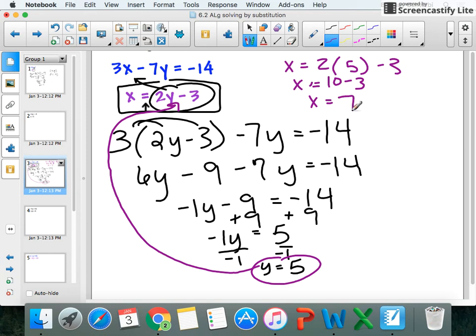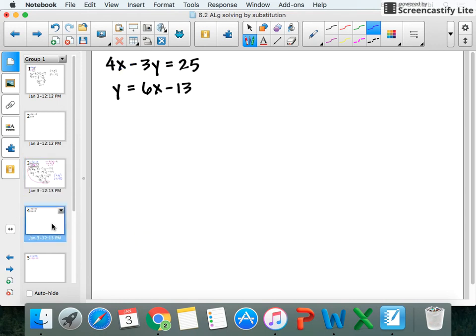And then lastly, our final answer is going to be written as an ordered pair. So x is 7 and y is 5. So again, if we were to graph those two lines, that's where they would intersect. So I want you to go ahead and pause the video, and you're going to try this one on your own.